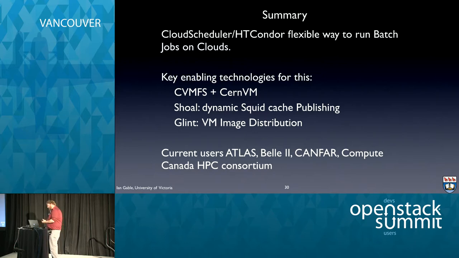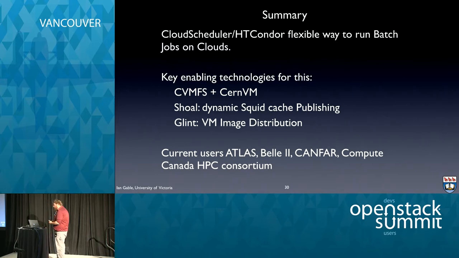So in summary, this combination of Cloud Scheduler and HTCondor is quite a flexible way to do batch computing on clouds. And there are some key enabling technologies. There's CernVM plus CVMFS for us. There's the Squid cache discovery and this Glint system, which I think will be of the most interest to the OpenStack community. And we're going to try and put as much of that back in as possible.